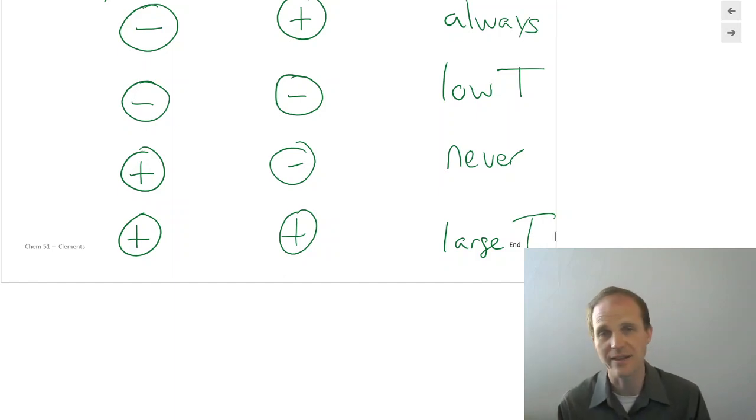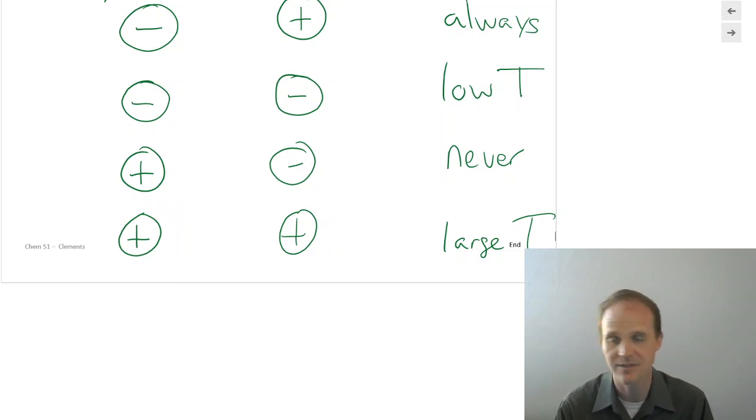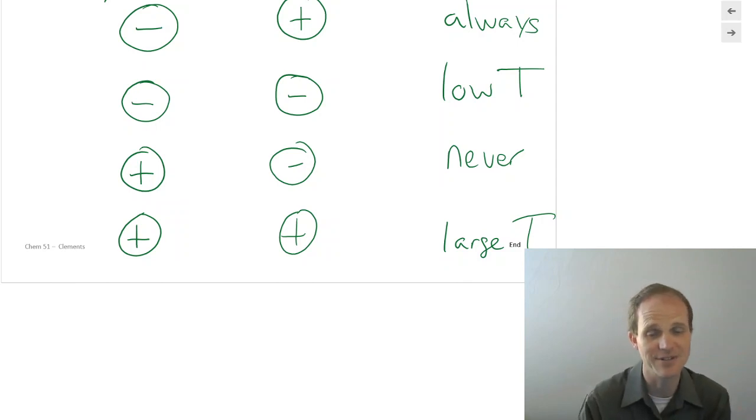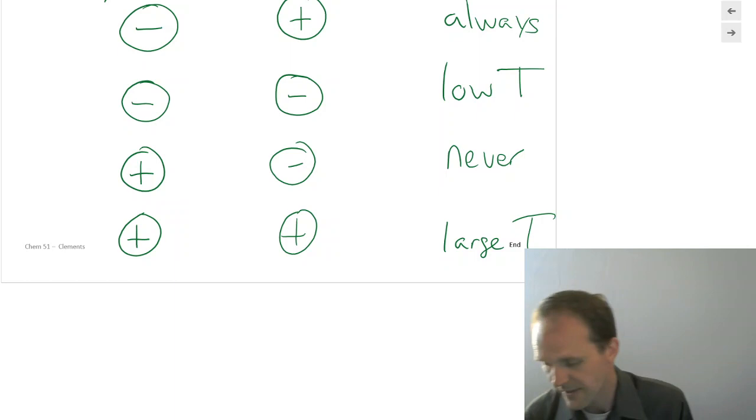Again, large is all relative. For some reactions, large might be 100. For some reactions, large might be 1,000 Kelvin. It just says, as you get higher in temperature, the likelihood that you're going to be spontaneous increases as opposed to decreases. Okay.